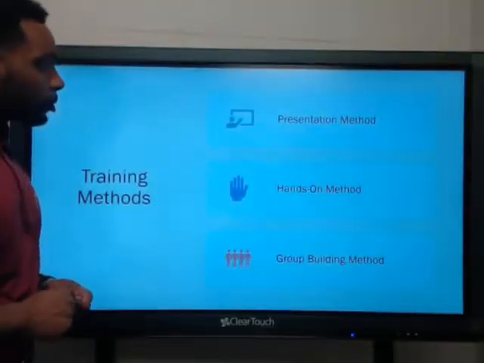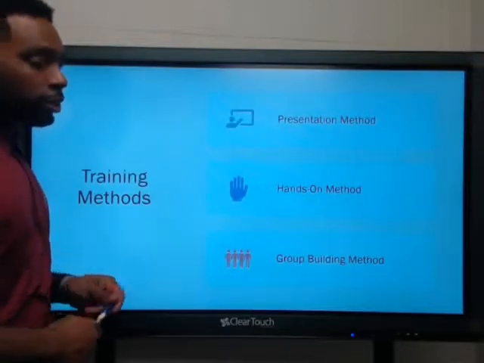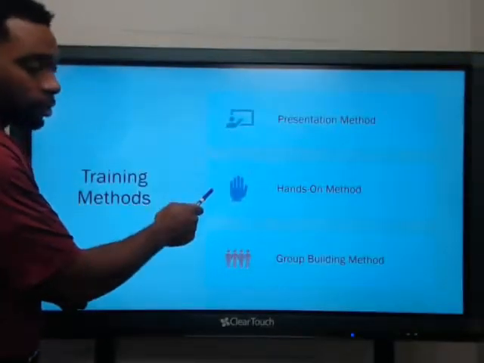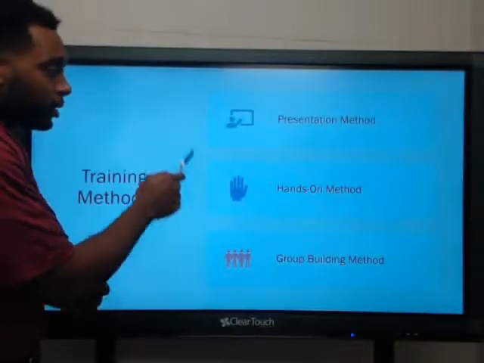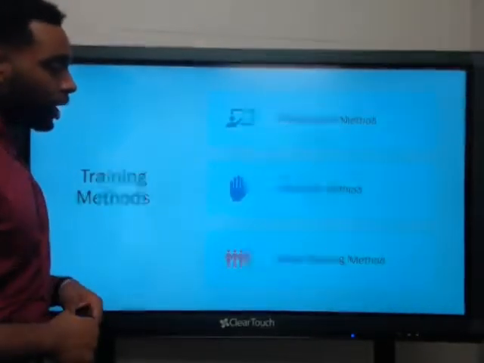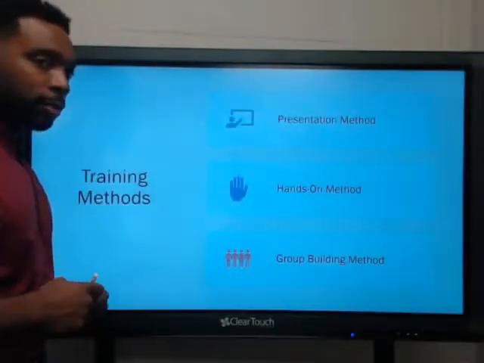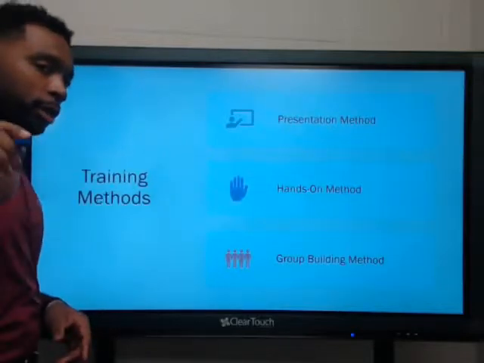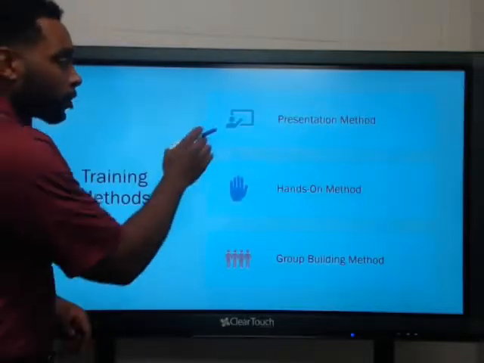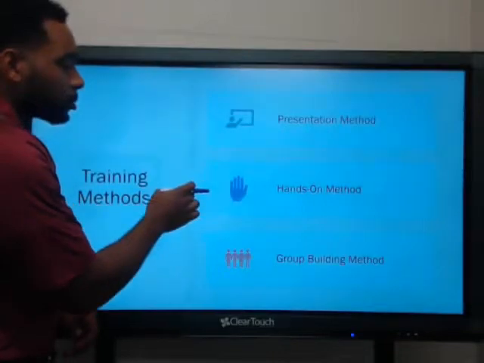So here we are with three different types of training methods. You have the presentation method, hands-on method, and group building method. And today we'll be going over all three of these categories and the subsections in them and different types of trainings involved in them. First, we'll be going over the presentation method.